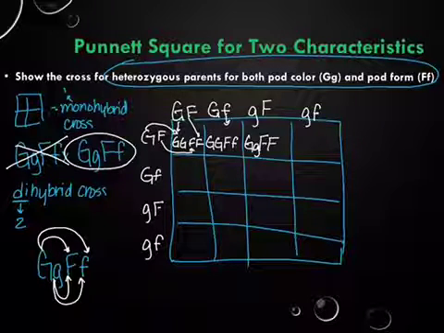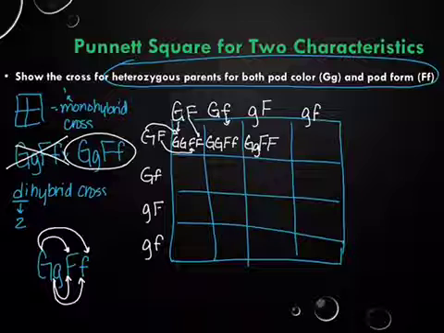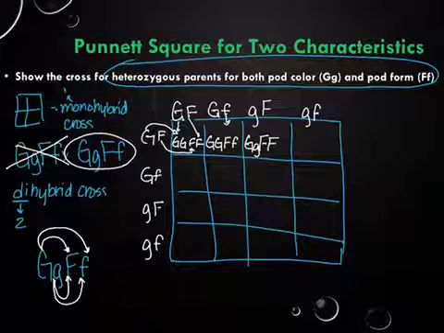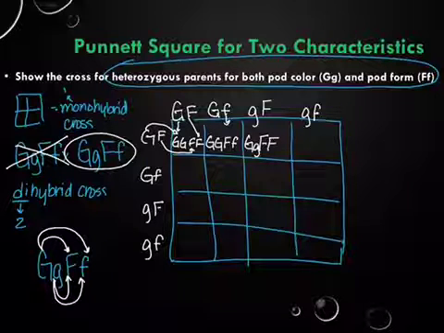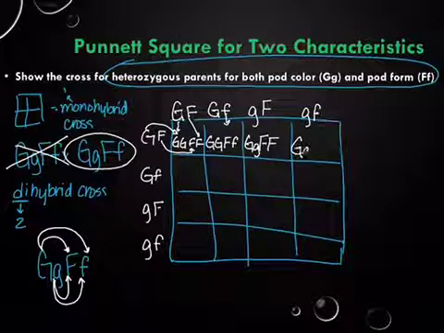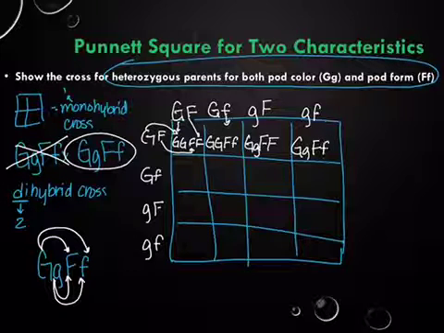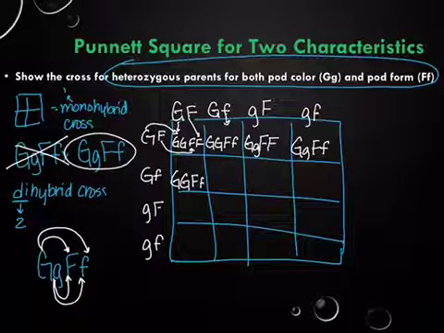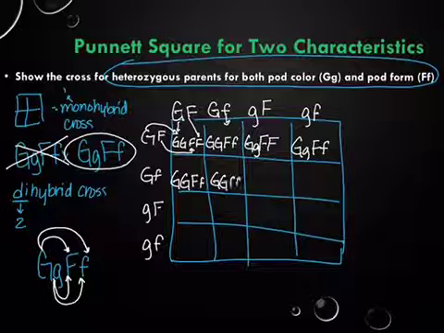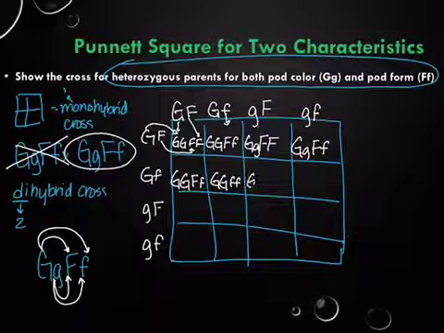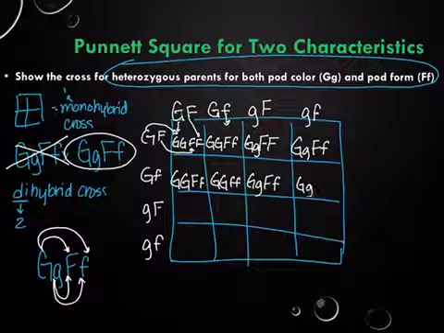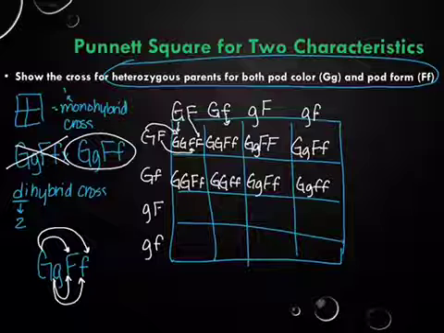comes across. So when you're writing these, make sure that if you have the dominant allele with the recessive allele, the dominant allele always has to be written first, regardless of where it comes from. And so we'll keep finishing so that big G comes all the way down, the little f, big G, little f, big G, big F, little f, big G, little f.